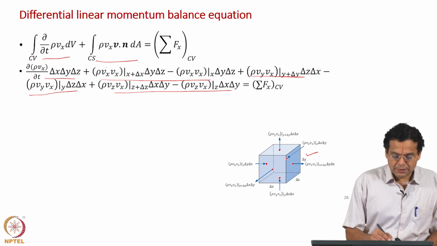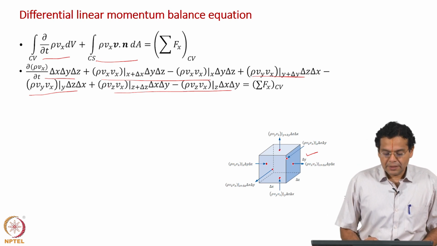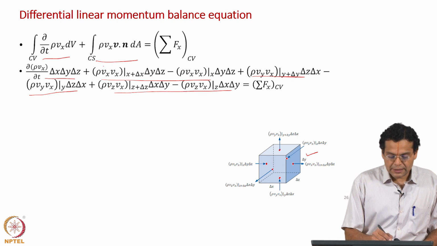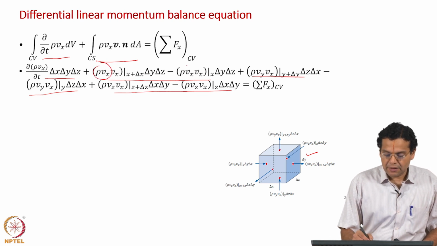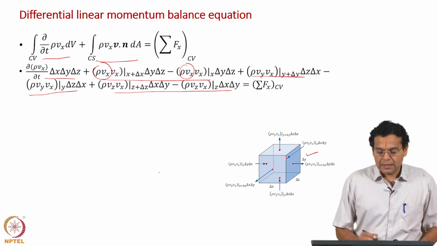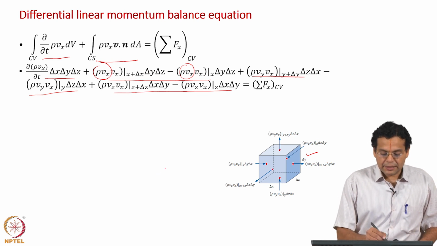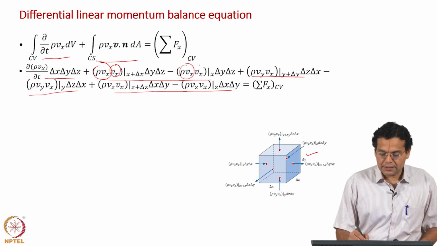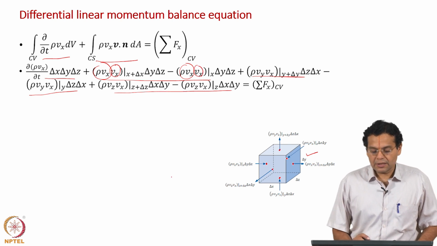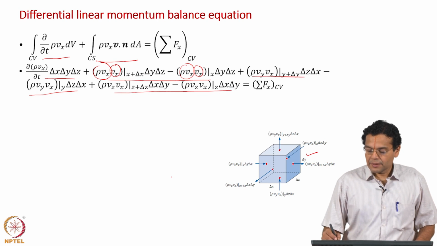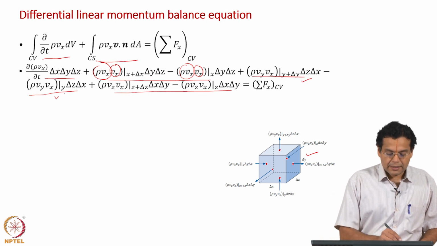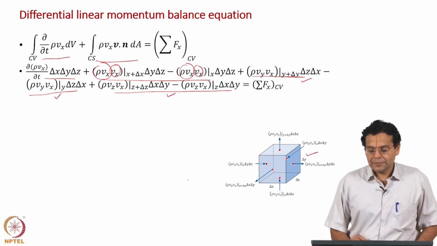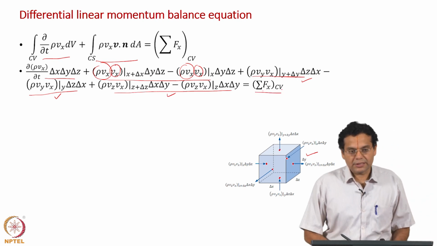So, the first two terms are the x momentum associated with flow along the x direction, that is why we have rho vx and rho vx here, and because it is x momentum, the second velocity component is vx. So, this accounts for the net rate of x momentum because of mass flow in the x direction. Similarly the y direction, and then similarly the z direction. On the right hand side we have the sum of forces acting.